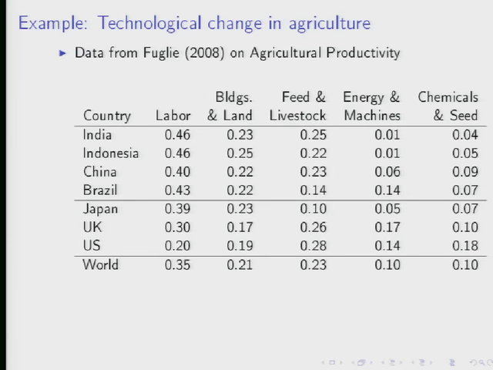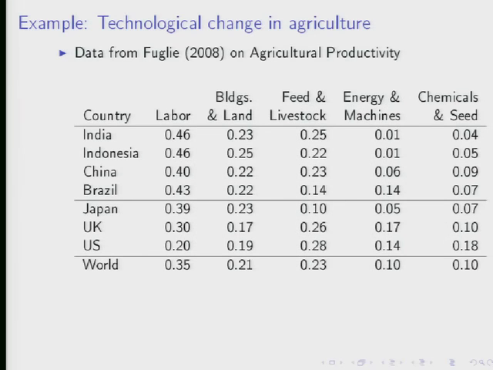We can use these things then to construct what Fugly does: he takes these individual countries, weights them by the total amount of their agricultural produce as a share of world produce, and after that weighting comes up with shares for the world. So worldwide, of the costs of producing agricultural output, 35% of the costs have to do with labor, 21% with land, basically, livestock and feed, 23%, 10% to tractors and so on, and 10% to chemical inputs and seed.